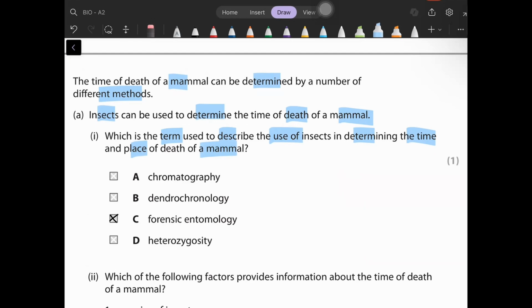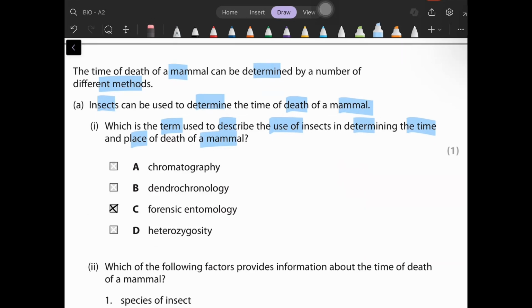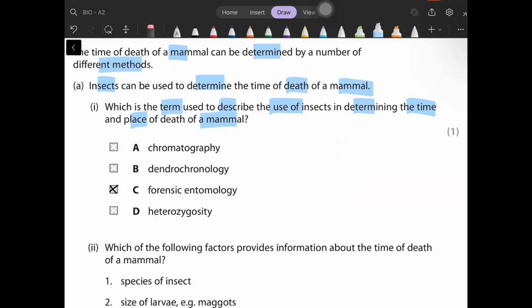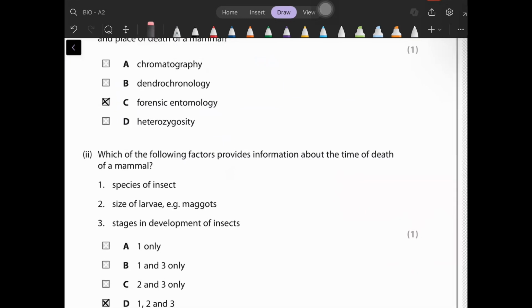So it's known as forensic entomology. Which of the following factors provide information about the time of death of mammals? So, species of insect, yes. Maggots, beetles, blowflies, yes. Size of the larvae, yes, maggots and so on. Stages of development of insects, yes. So it's going to be three of these.